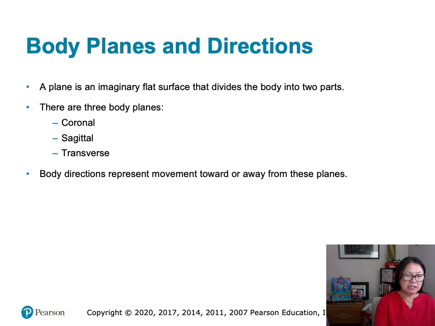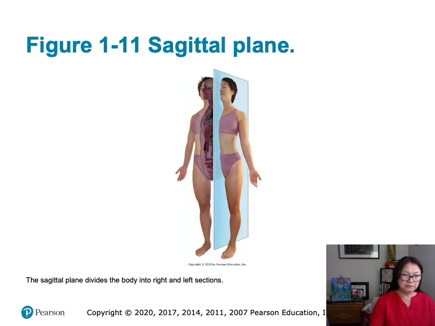When the human body is in an anatomical position, it can be studied in terms of planes and directions. A plane is an imaginary flat surface, like a plate of glass, that divides the body into two parts. There are three body planes: coronal, sagittal, and transverse. Body directions represent movement toward or away from these planes. Let's take a closer look on the following.